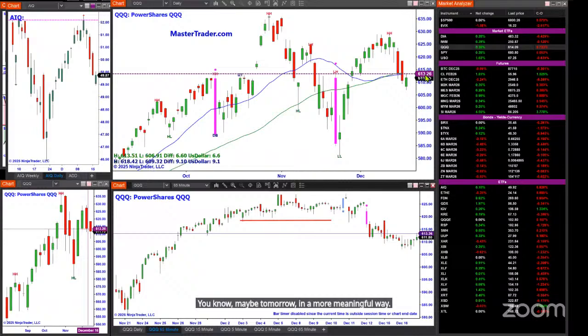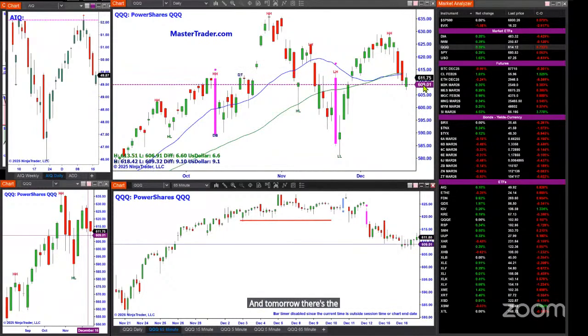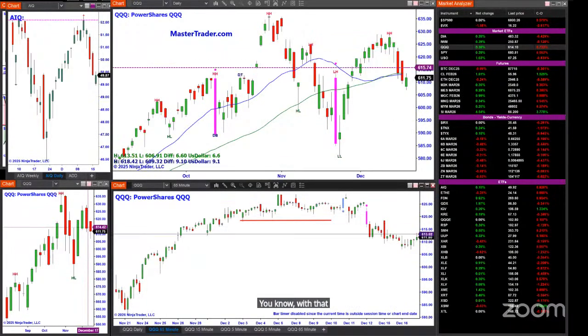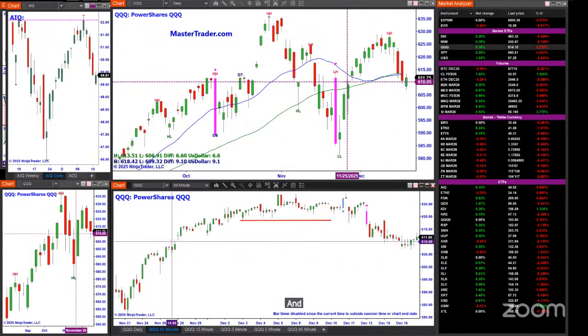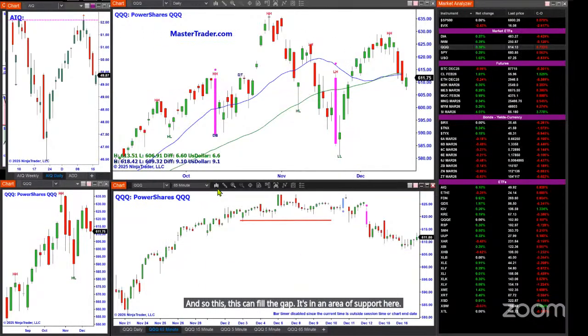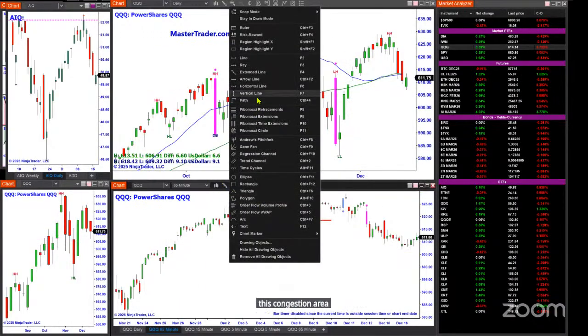And tomorrow there's the big economic reports on inflation. So we'll see what that does, of course. And so this can fill the gap. It's in an area of support here, this congestion area right there.